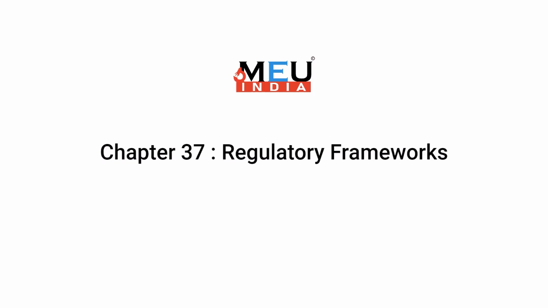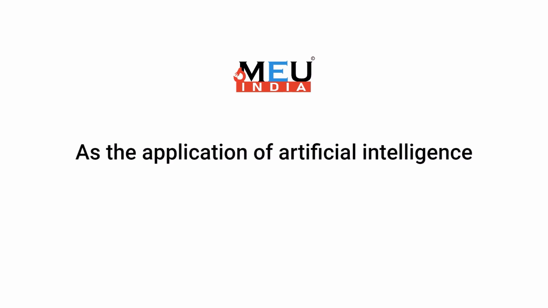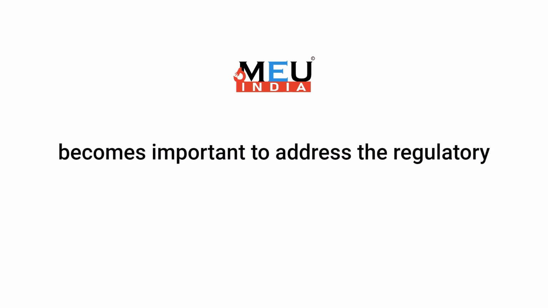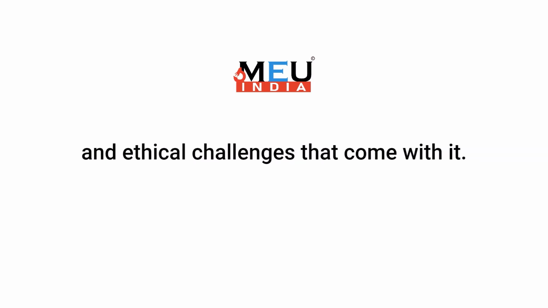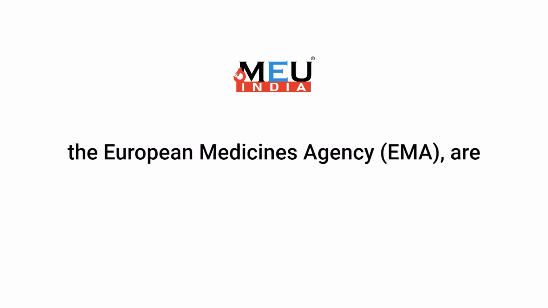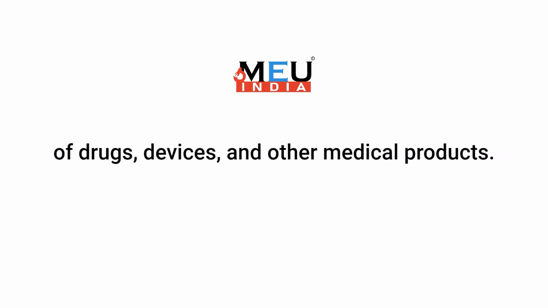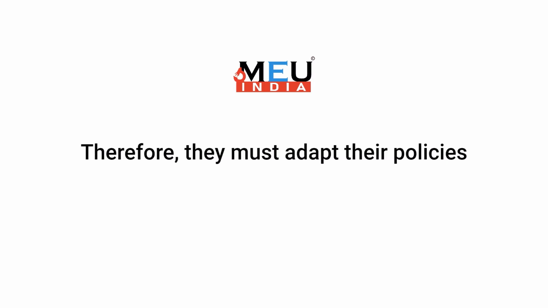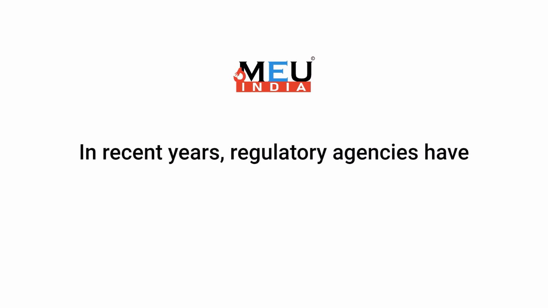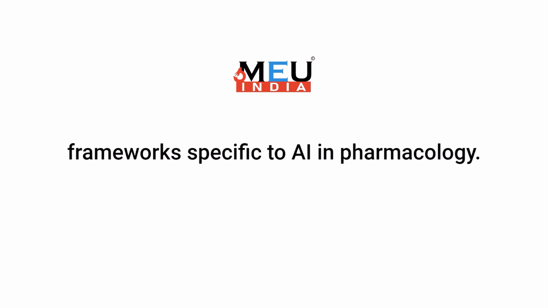Chapter 37, Regulatory Frameworks and Guidelines for AI in Pharmacology. As the application of artificial intelligence in pharmacology continues to grow, it becomes important to address the regulatory and ethical challenges that come with it. Regulatory agencies such as the U.S. Food and Drug Administration and the European Medicines Agency are responsible for ensuring the safety and efficacy of drugs, devices, and other medical products. Therefore, they must adapt their policies to accommodate the growing use of AI in the pharmaceutical industry. In recent years, regulatory agencies have recognized the need to create guidelines and frameworks specific to AI in pharmacology.